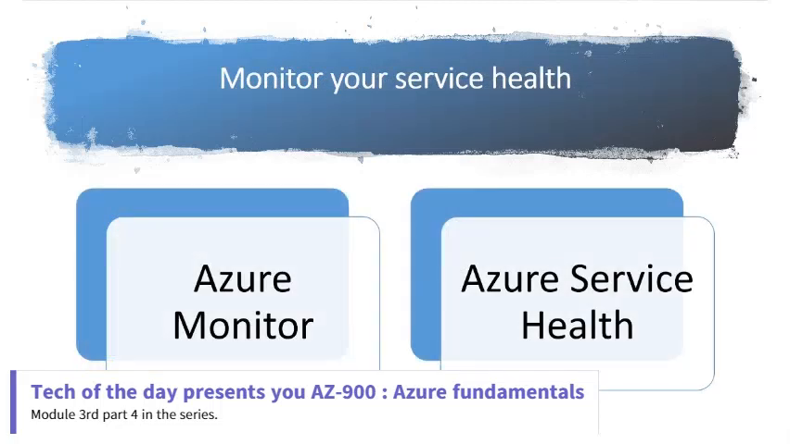Then how can you monitor your service health? Defining policy and access provides fine-grained control over resources in your cloud IT infrastructure. Once those resources are deployed, you will want to know about any issues or performance problems they might encounter. So for this purpose, we have two things: Azure Monitor and Azure Service Health.